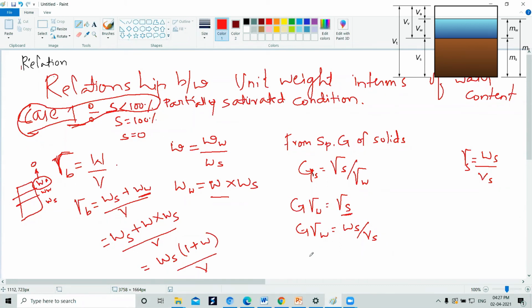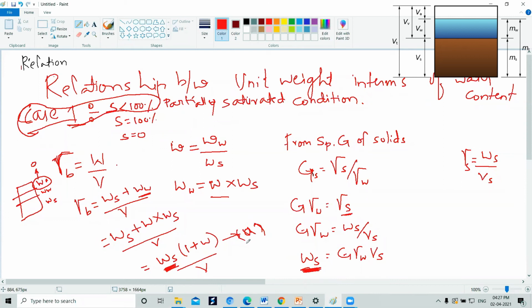Now we'll go with the substitution here. Weight of solids is equal to G into rho W into VS. Clear? Understood? Now the interesting part. Do you see VS here? What is VS here? Let's put this into the equation. I'll write out equation 1. Put this one in the equation. I'll write this one as A.